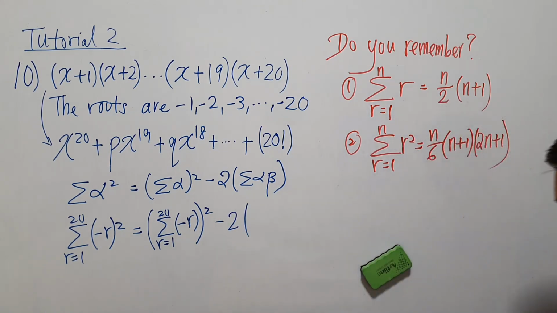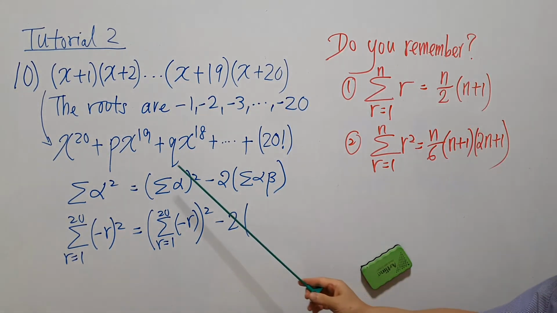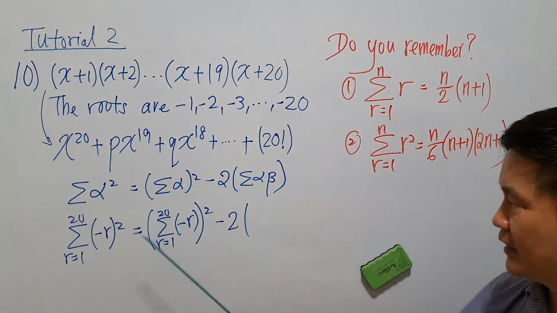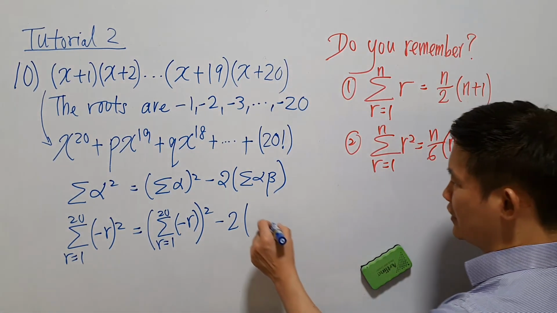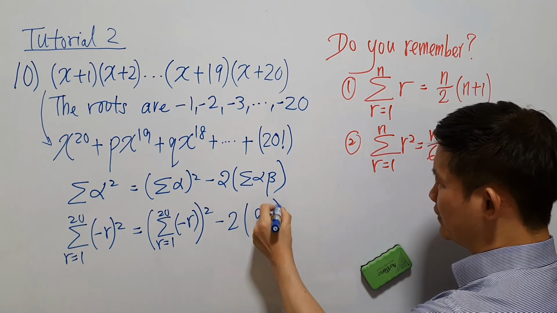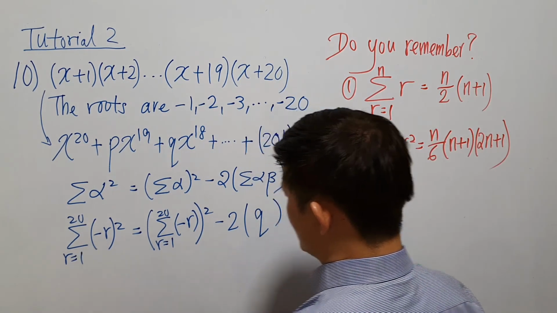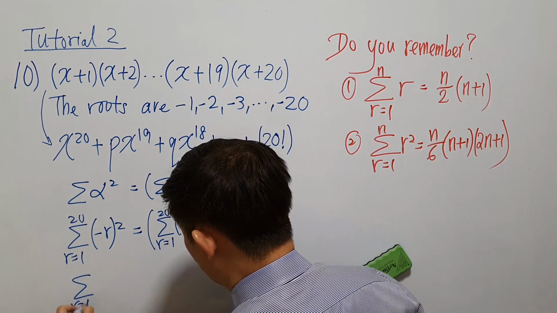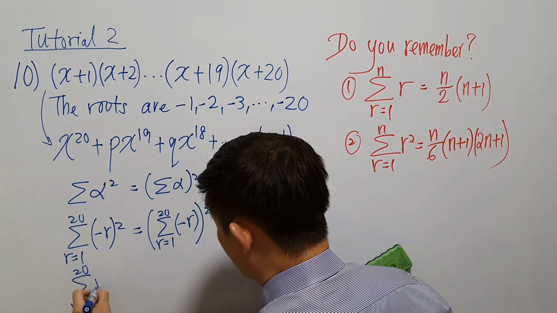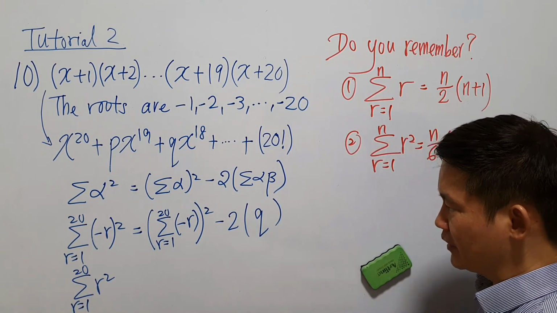What is summation of alpha beta? Looking at this one, it is actually C over A. Remember, the sum of the paired products is actually C, which is Q over A. A is 1. Alright. Now, if you look carefully, this one is as good as just this summation of r equals to 1 to 20 of r squared. Because when you square the minus, it will disappear.